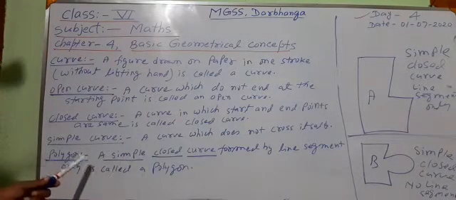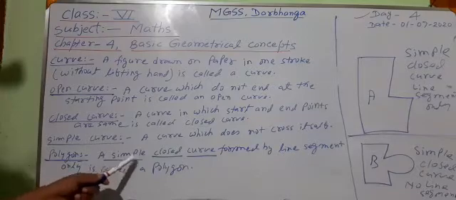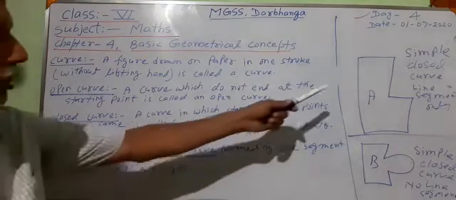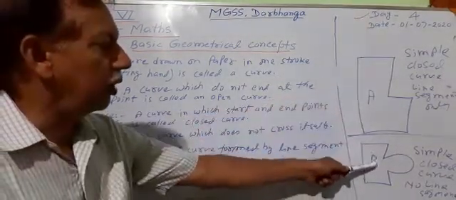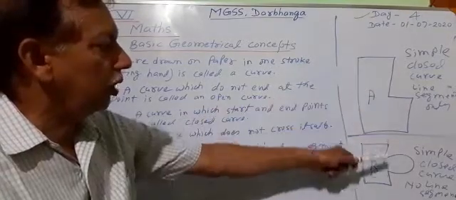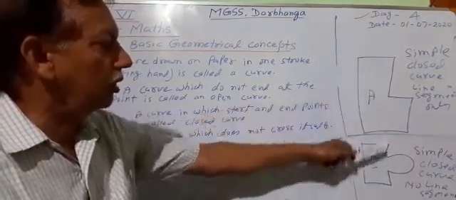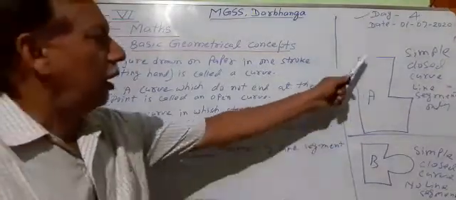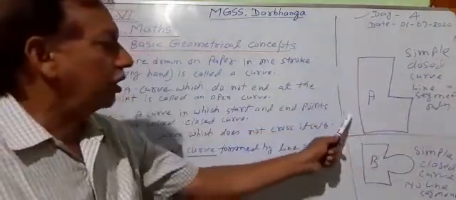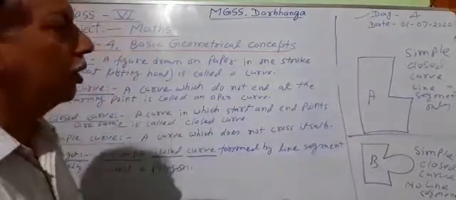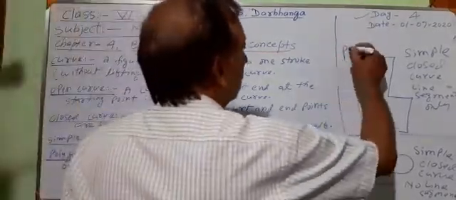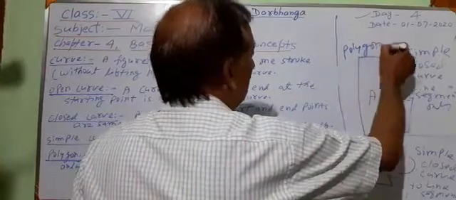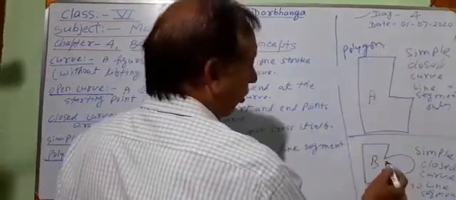What should be in a polygon? A simple closed curve. This is simple, this is simple. This is also closed, this is also closed. This is also a curve, this is also a curve. And formed by line segments only. A is formed only by line segments. So A is a polygon. And B is not formed by line segments.